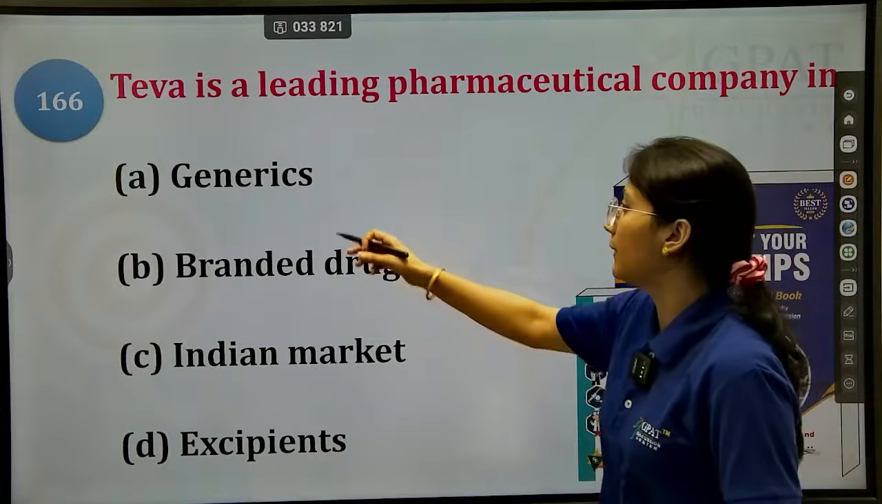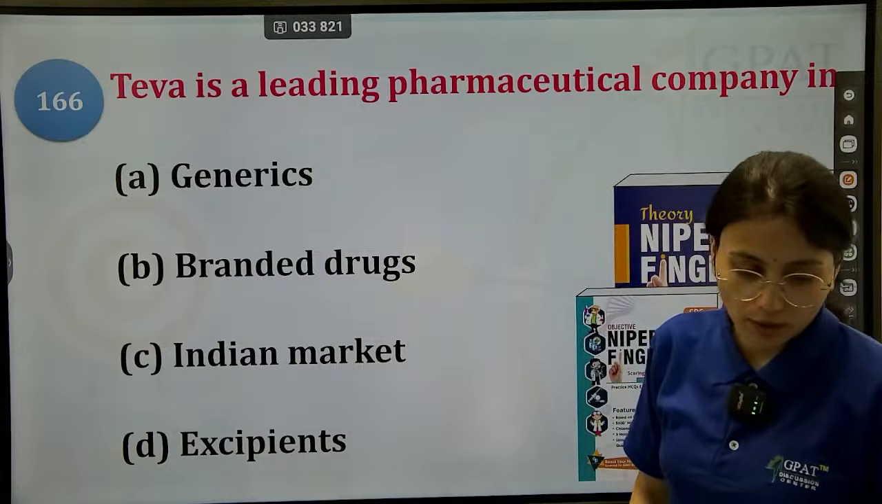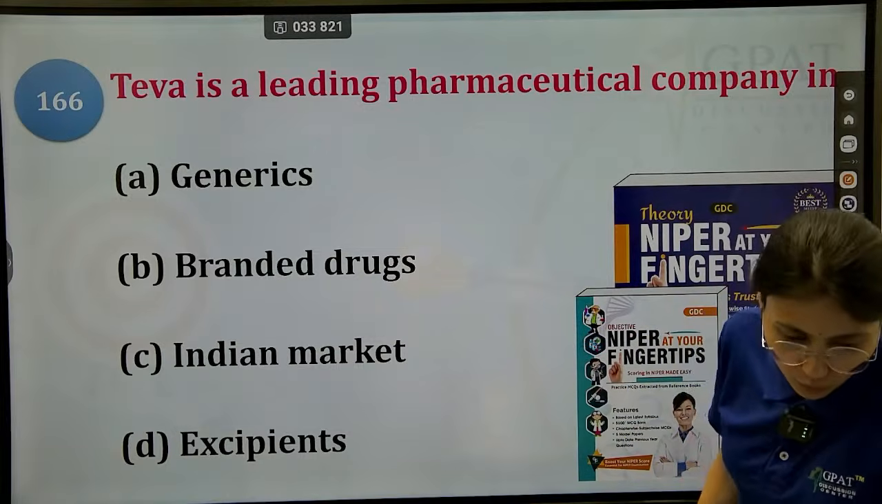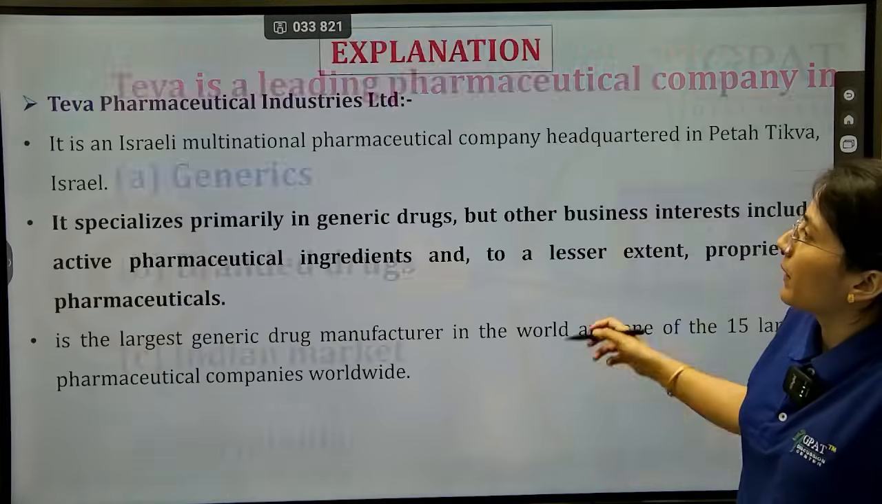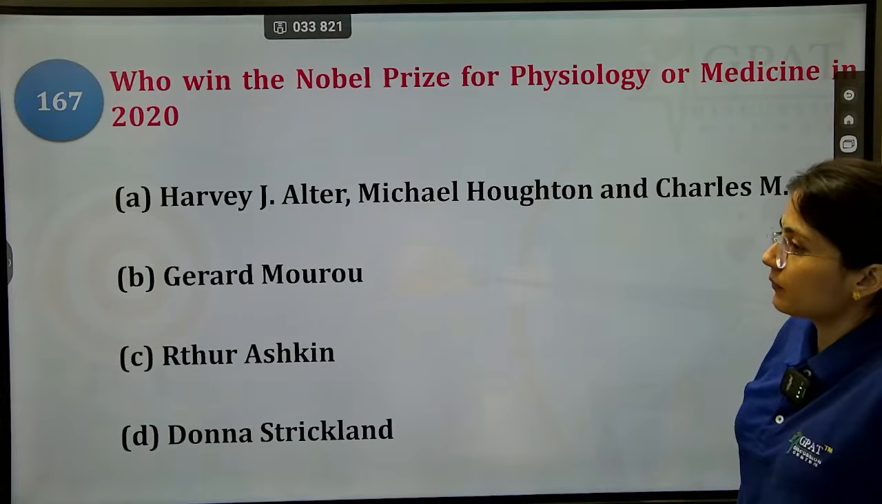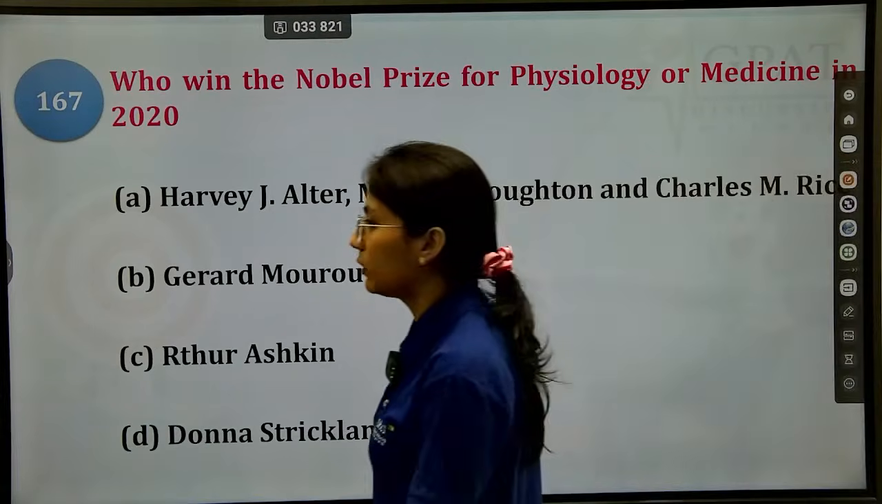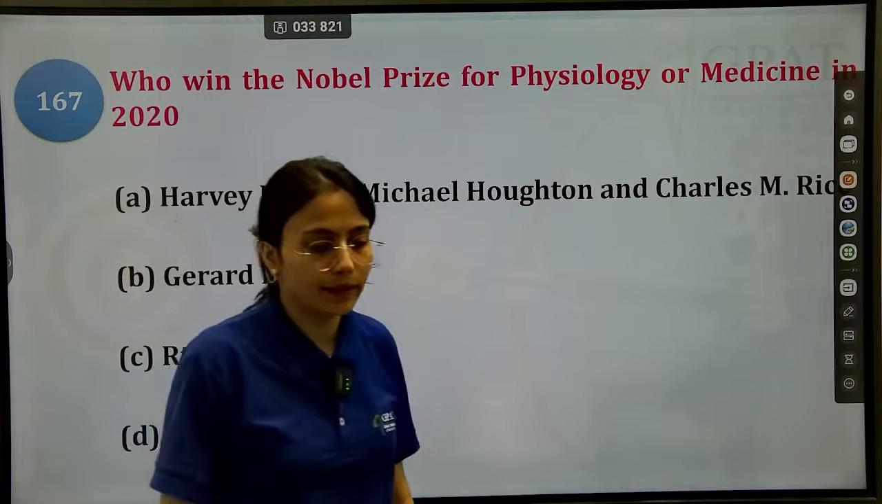That is generic. So option A is correct for that question. Yes, option A, very good. Option A is correct. Now move to the next. Who won the Nobel Prize for Physiology or Medicine in 2020?